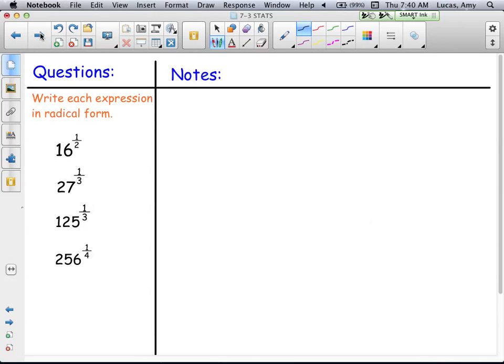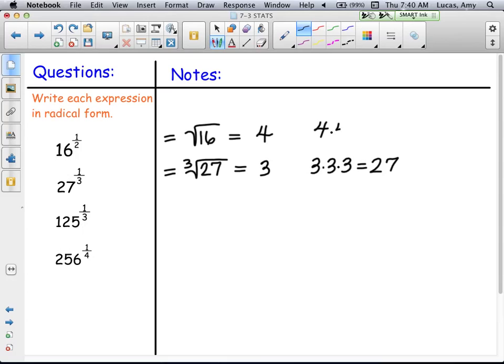Okay, write each expression in radical form. We're expecting these to simplify again, just like the last slide. The first one has a fraction of 1/2, so it's a square root. The square root of 16 is 4. The next one has a fraction of 1/3, so the cube root of 27, we just saw that. That was 3. 3 times 3 times 3 equaled 27. Like up here, 4 times 4 equaled 16.